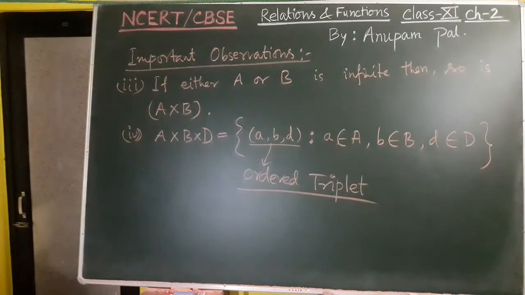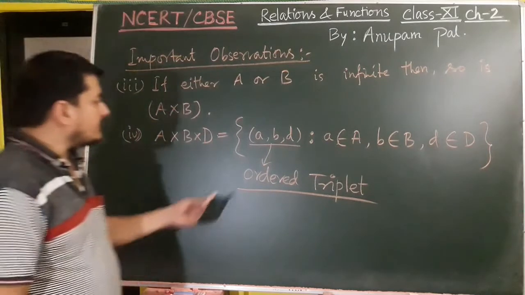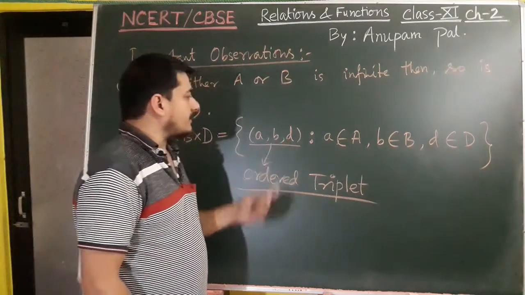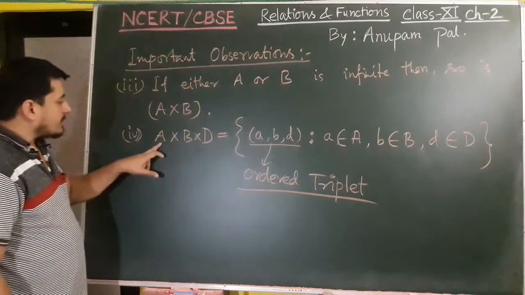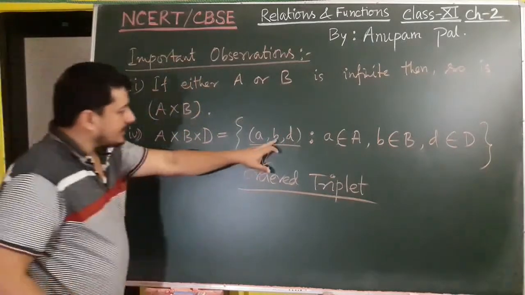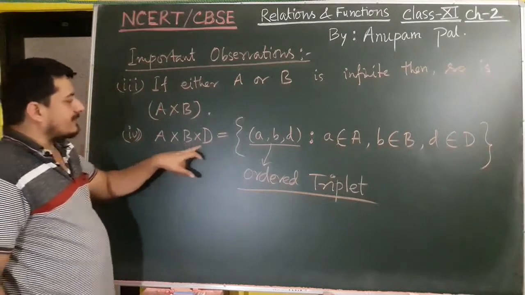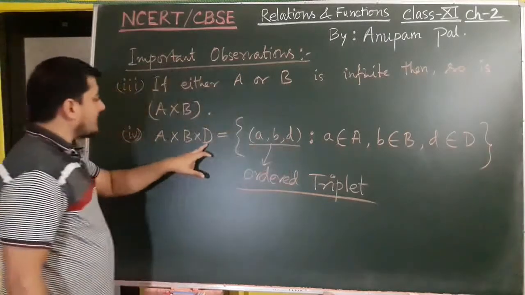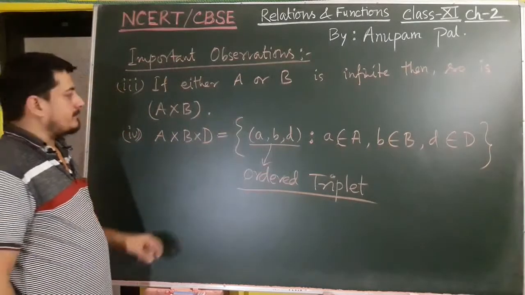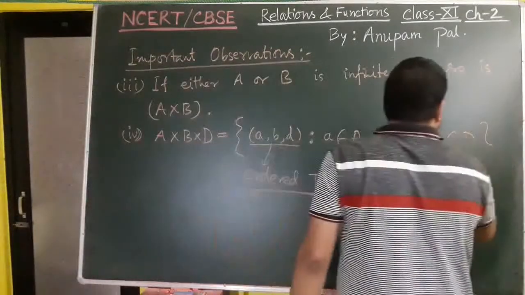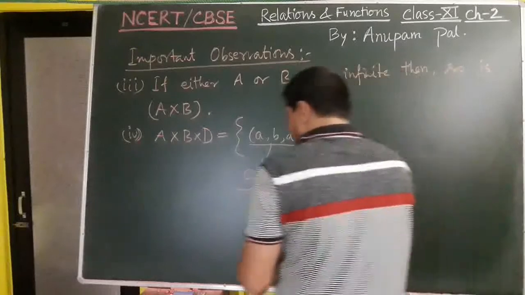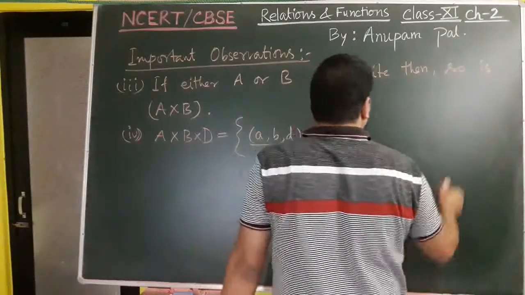Ordered triplet. This is called an ordered triplet, A, B, D. You can see the first element will be a member of the first set, the second element will be a member of the second set, and the third element will be a member of the third set. So this is what it is. Now one important question that you need to understand.